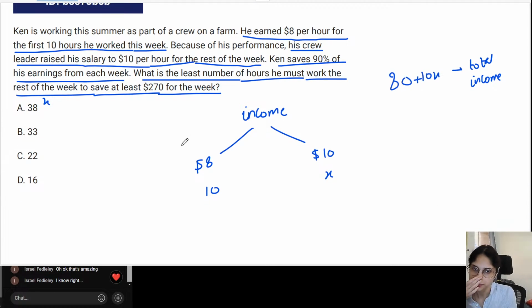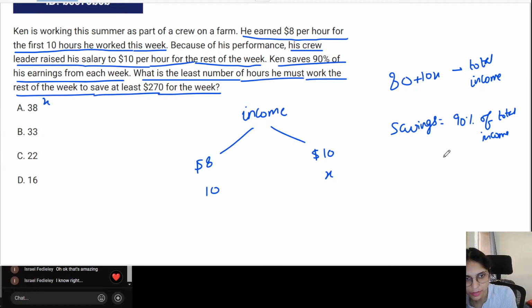Got it? So $8 for 10 hours, $10 for x hours. So 80 plus 10x is the total income. Now he saves 90% of his earnings. So savings is 90% of total income.